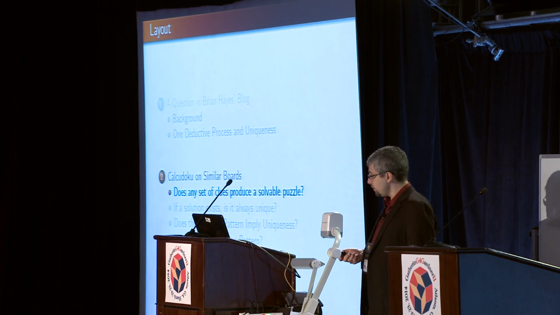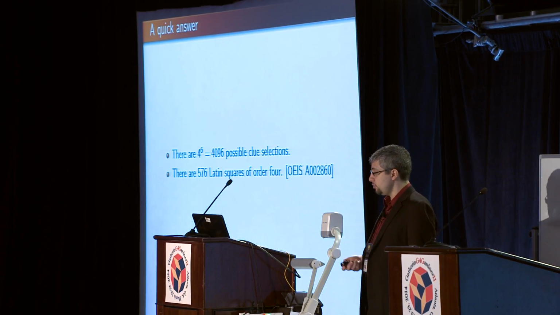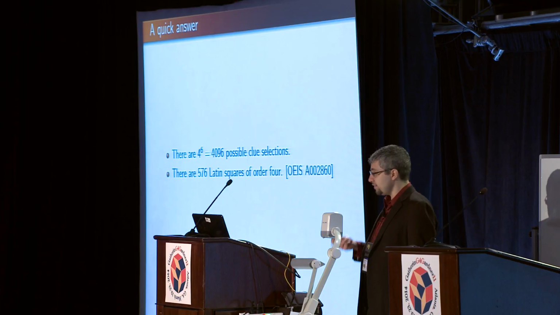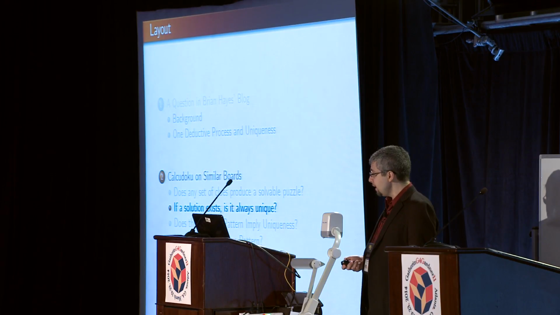So we can answer this first question really quick. Does any set of clues produce a solution? Because there's 4,096 possible clue sets, but there's only 576 possible Latin squares. So not all of these puzzles are going to be solvable. If a solution exists, is it always going to be unique?